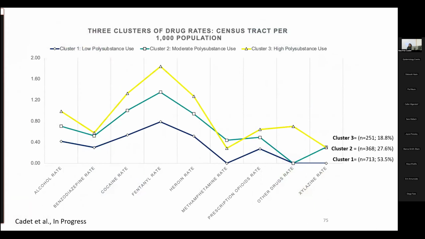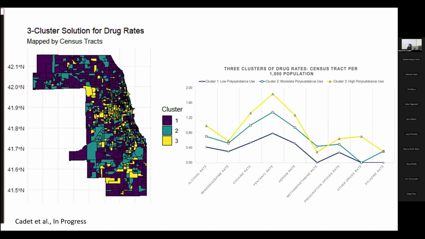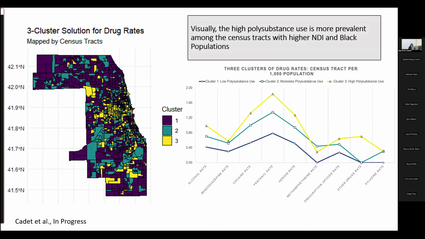And so after running our LPA model and looking at fit statistics such as the AIC, BIC, the entropy, and looking at substantive knowledge, we came up with a 3-cluster model where we saw low polysubstance use, moderate polysubstance use, and high polysubstance use rates, where most of the census tracts were in fact amongst the low polysubstance use, but we still had approximately 18.8% of the census tracts which fell within this high polysubstance use cluster. And so here I just mapped it out to visually see it. And just visually speaking, we see that the high polysubstance use census tracts appear to be more prevalent among the census tracts with higher neighborhood deprivation and Black populations as well.